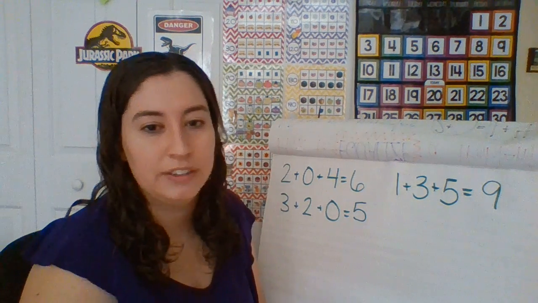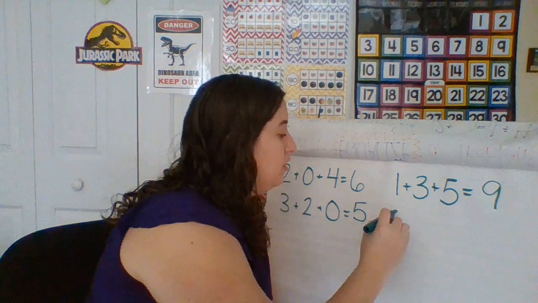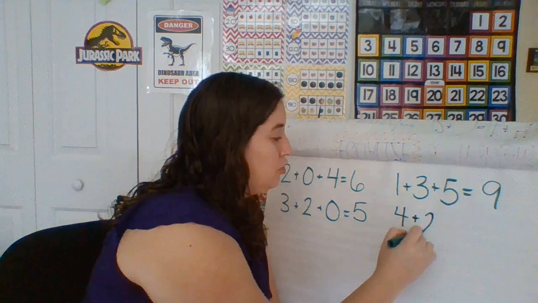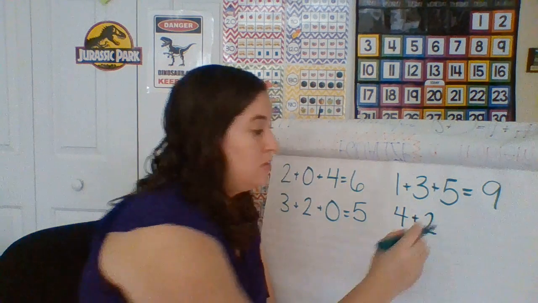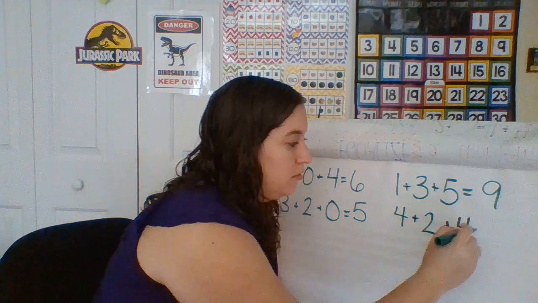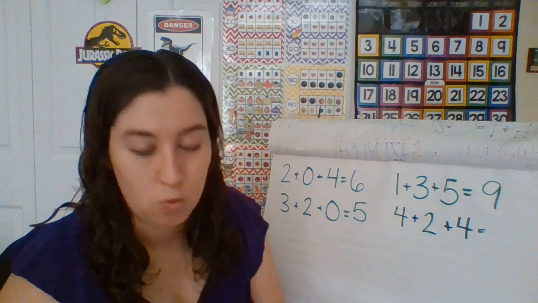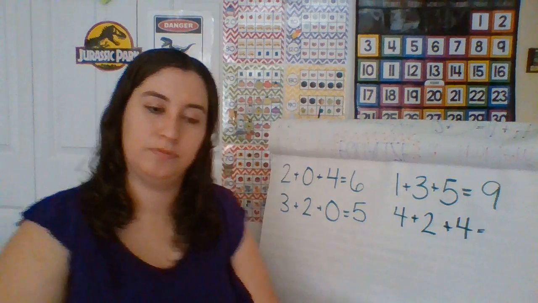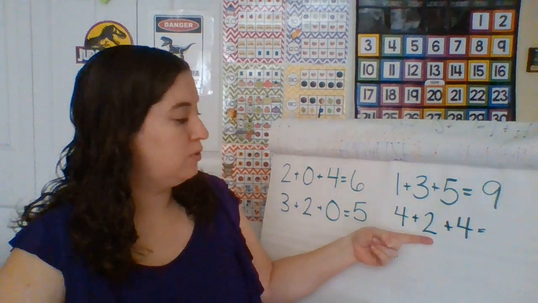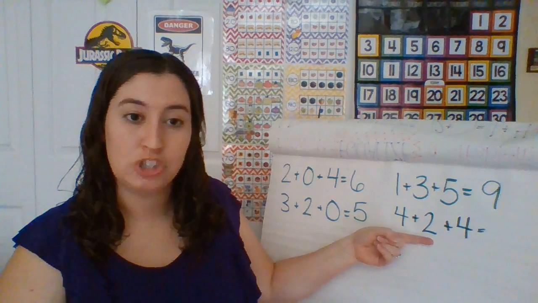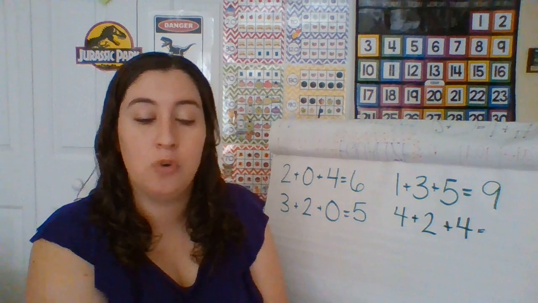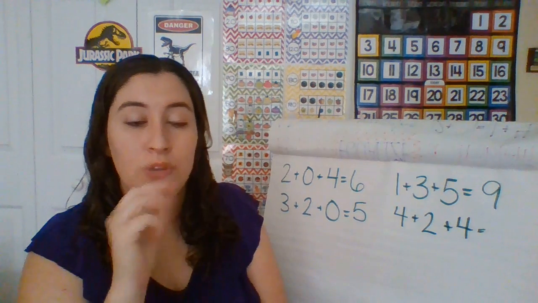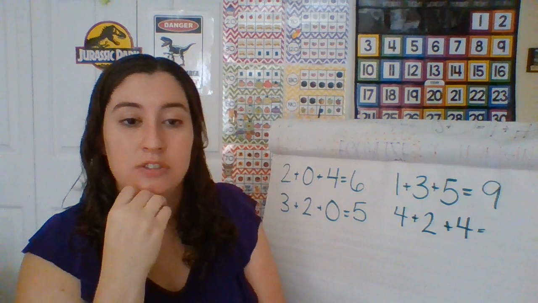Okay, here's our next one. We're going to do 4 plus 2 plus 4. Where do I start? With the first 2 numbers. 4 plus 2. So go ahead and do 4 plus 2, but remember, try to do it with one hand. You only add the second hand if you need more fingers.